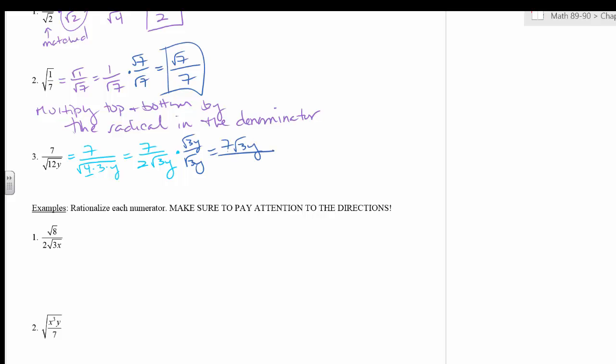What do you get on bottom? Well, 2 times, and then you get square root of 3y, square root of 3y. Well, that gives me the square root of 9y squared, which is just 3y. So you really get 2 times 3y. Notice I put parentheses because this is multiplication. So we get 7 square roots of 3y over 6y.